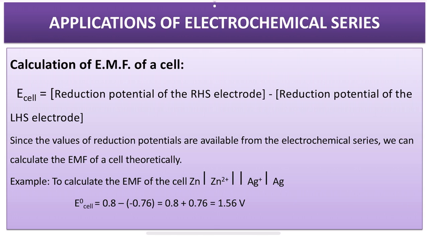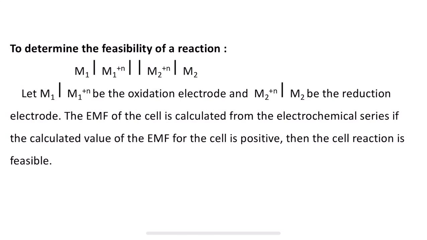The next application is to determine the feasibility of a reaction, as I said. Consider this experimental or electrochemical cell. Here, let M1 | M1+ be the oxidation electrode and M2+ | M2 be the reduction electrode. The E.M.F. of the cell is calculated from the electrochemical series. If the calculated value of the E.M.F. for the cell is positive, then the cell reaction is taken as feasible.